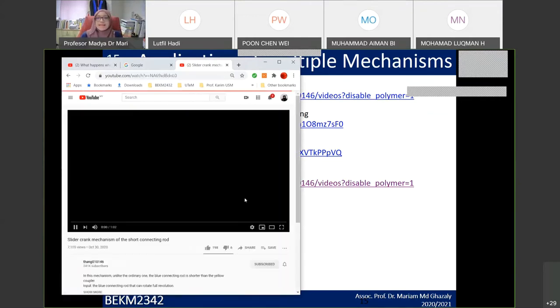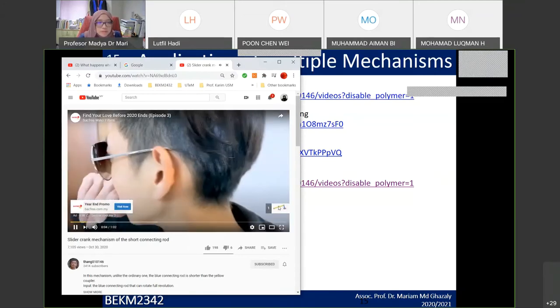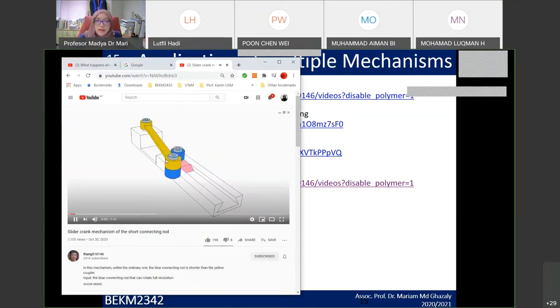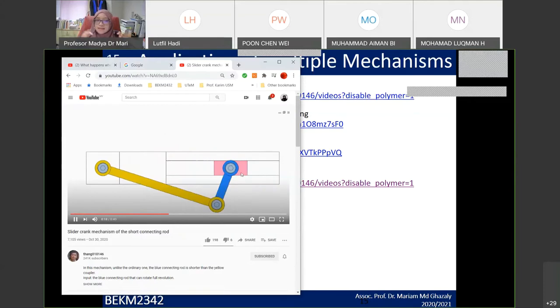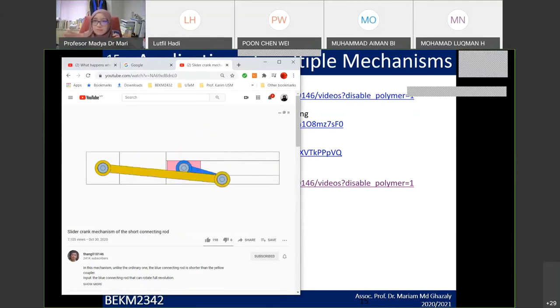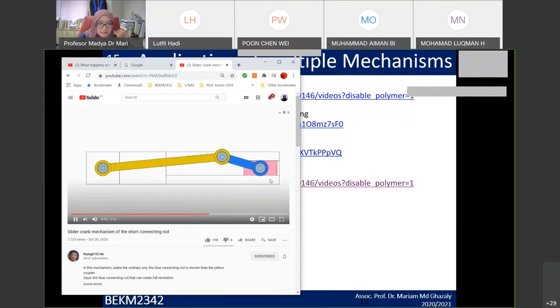Okay, this one, slider and crank. If you look at how the motion is done, this is an example of slider and crank. So we have the slider here, the slider is going to slide along this. How does it actually slide? Because you have the guide here. This one is actually the guide. Without the guide, the slider would not move in that linear position. So you need to have this guide.